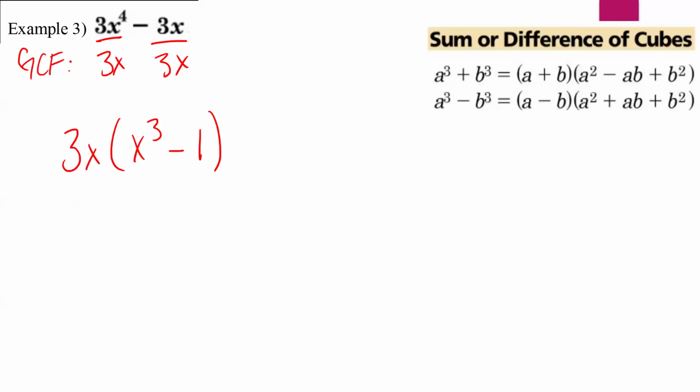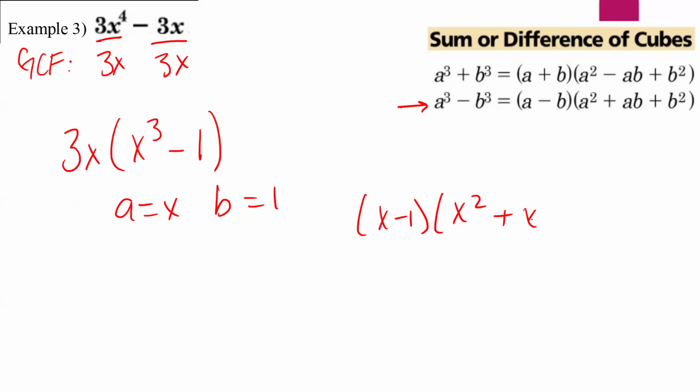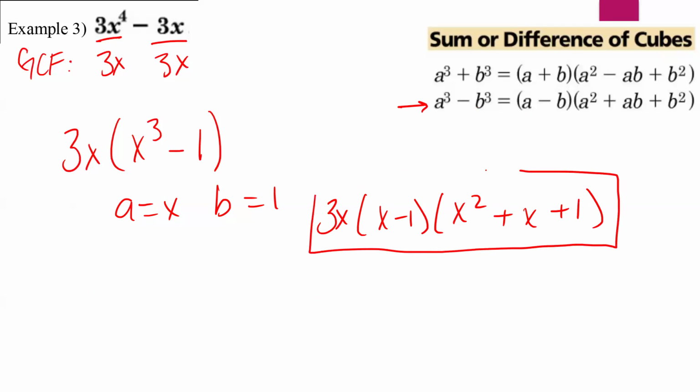All right. So in this case, what is your A? A is x. And what was your B? B is 1. So you're going to just plug those into where they go. This time you're using the difference. So you have x minus 1 times x squared plus x plus 1. And do not forget your GCF. If you forget the GCF, then it's not the same problem.